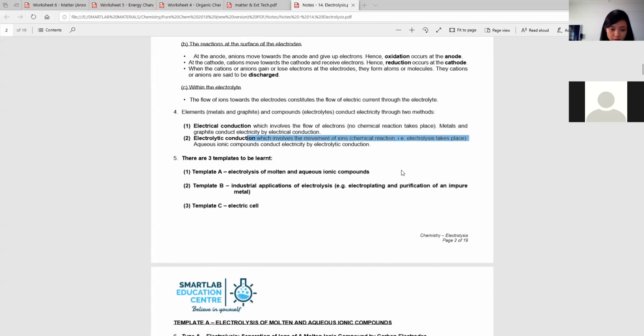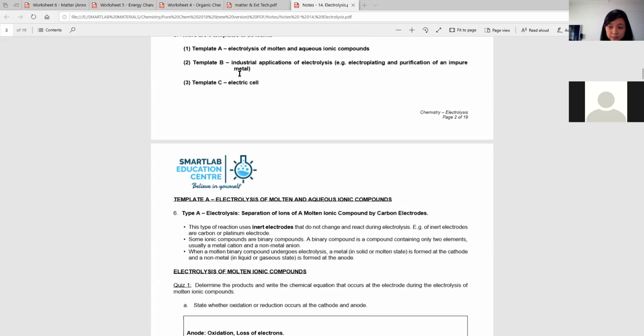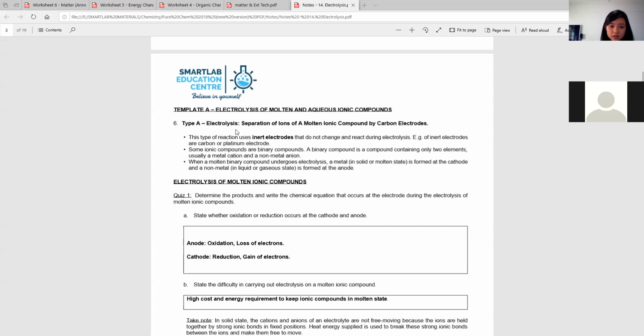Okay, so we look down below, there's going to be 3 different templates, meaning 3 different types of electrolysis in this whole chapter. The first one is separation of ions of a molten ionic compound by carbon electrode. When they use a carbon electrode, straight away we know that it's an inert electrode. If it's an inert electrode, it will not take part in the reaction. So whatever cation, anion you have inside your aqueous or molten form, they are the ones that will become back the element, not the electrode.